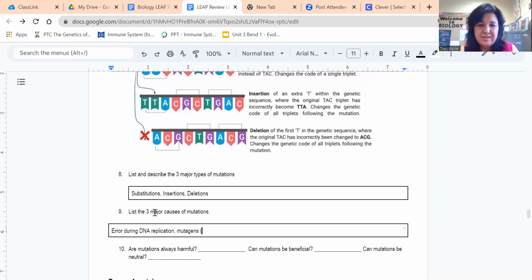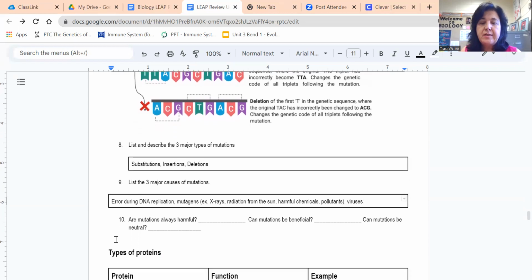And so examples would be like X-rays. Mutagens are things that cause mutations. So X-rays, radiation from the sun, harmful chemicals, and pollutants. And then the third thing that can cause mutations are viruses.